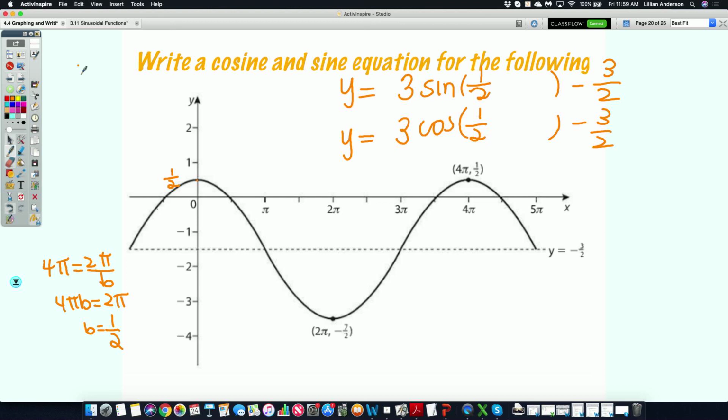Let's see. We have a question about the amplitude. What's the formula again for amplitude? Max minus min divided by 2. Two negatives make a what? Positive. So 1/2 plus 7/2 is? 4. It's 4. What's 4 divided by 2?